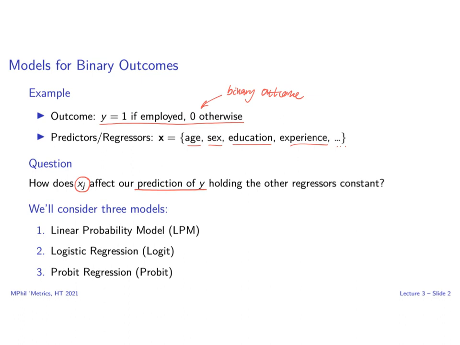We'll consider three popular models for binary outcomes in this lecture. The first is called the linear probability model. The second is called logistic regression, or logit. And the third is called probit regression, or probit.